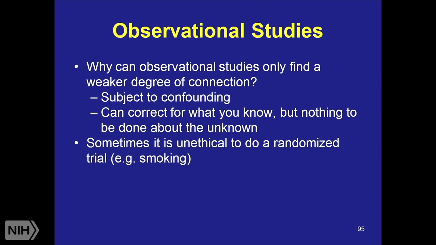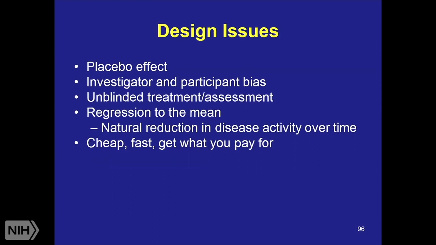Observational studies will find a weaker degree of connection. That's what they're there for. You can correct for what you know, but not for what you don't know. But again, if it's unethical to do the randomized study, you're just going to have to do a really good job of your observational one. You're going to have all the design issues: placebo effects, investigator and participant biases, unblinded treatment assignment and assessments, because that's essentially what free living is, right? It's basically an open label experiment. You've got regression to the mean. You're going to see natural reduction in disease activity over time. Same problem in observational studies.